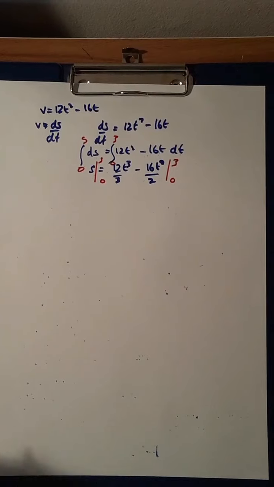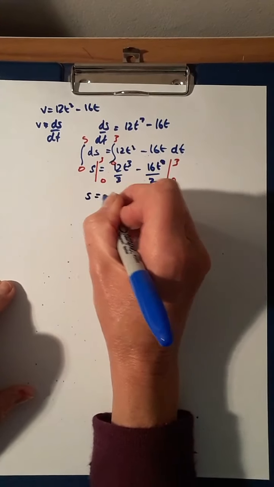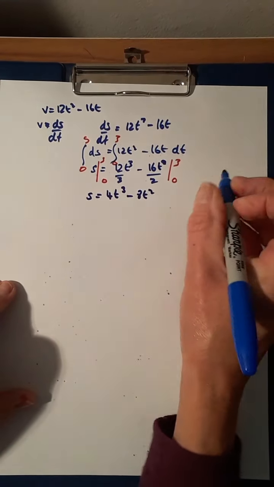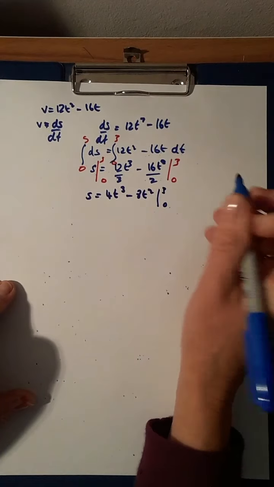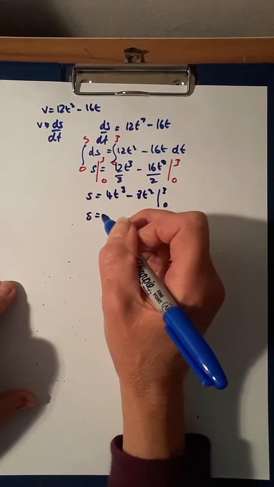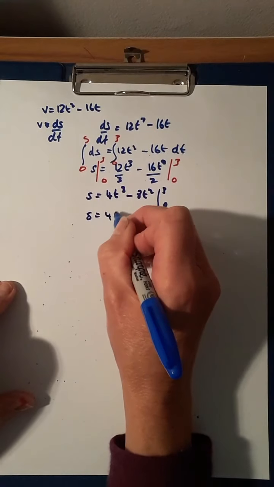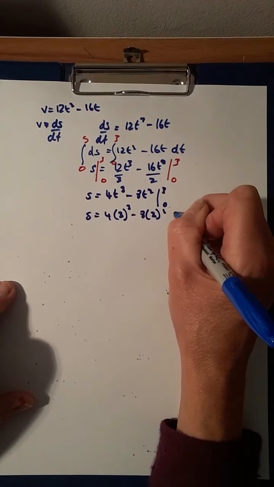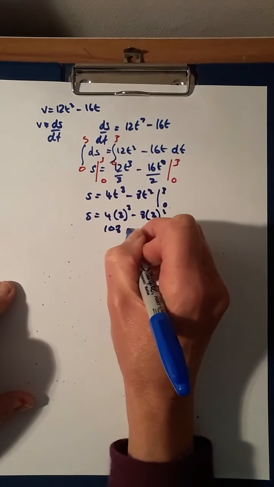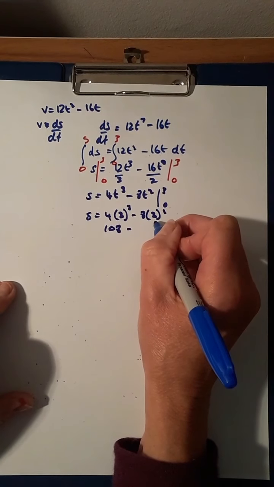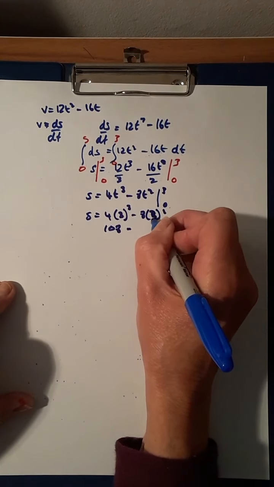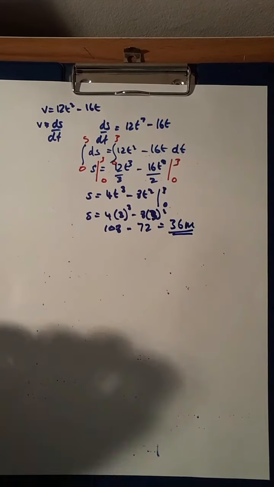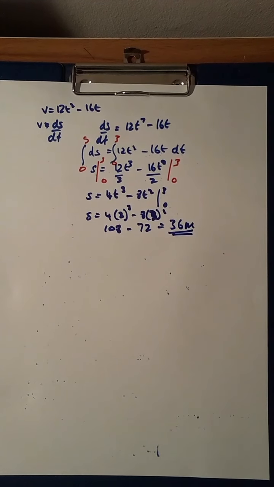Okay, so I'll put those values in, and this will give me s equals 4t cubed minus 8t squared. Put in those t values from 3 to 0, and I'll end up with s equals 4 times 3 cubed minus 8 times 3 squared minus 0. That will give me 108 minus 72, and when I subtract that I get 36 meters. Okay, so the distance in 3 seconds is 36 meters.